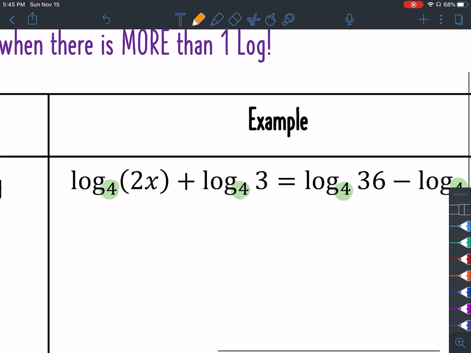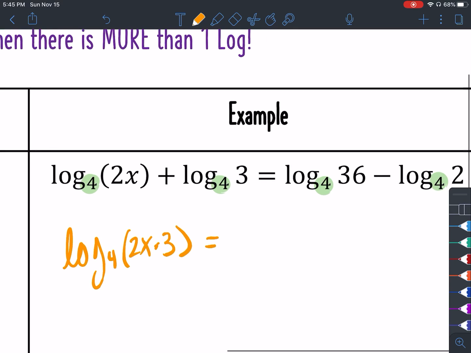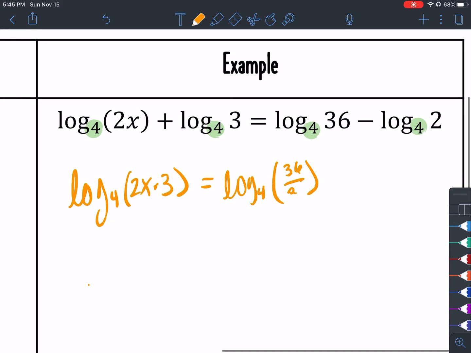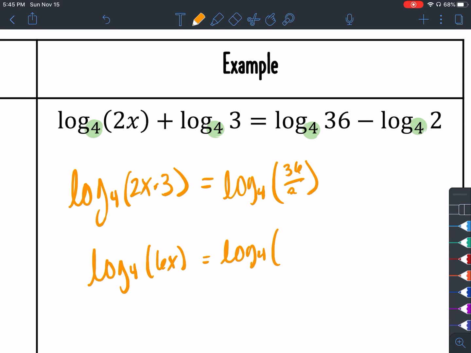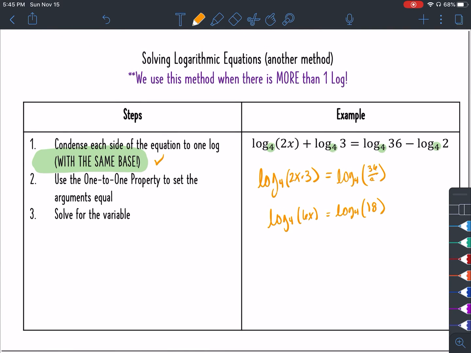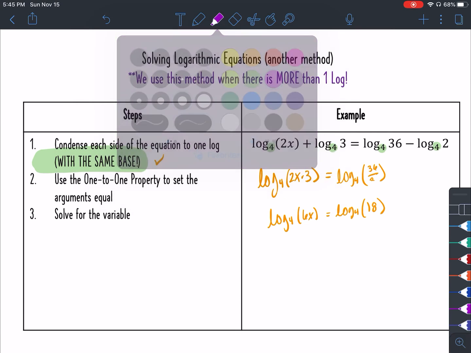Here, because they're being added, we know that's multiplication. So this becomes the log base 4 of 2x times 3 equals, again, this side they're being subtracted, so the log base 4 of 36 divided by 2. And go ahead and do those operations out. That gives me log base 4 of 6x equals the log base 4 of 18. So now we've done step 1. We've condensed each side to have a logarithm with the same base. So here they both have that base of 4.